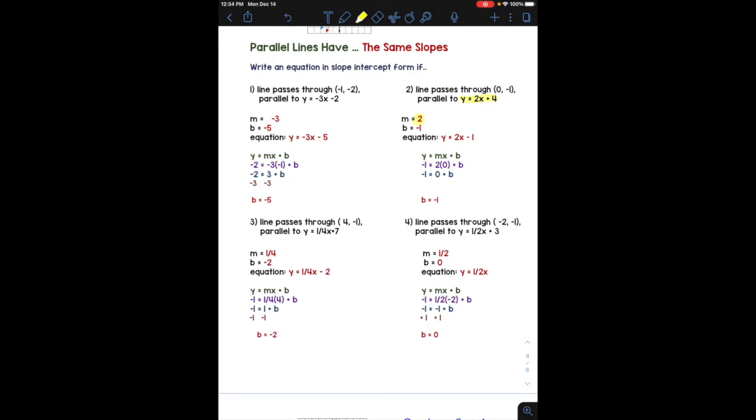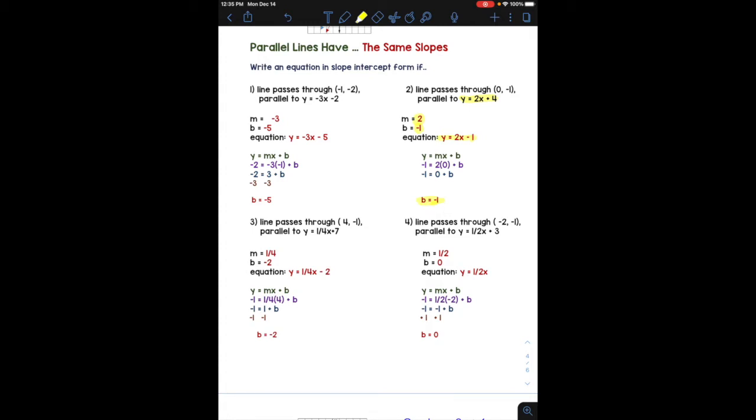Finding b, we're going to plug in (0, -1) and the slope into y = mx + b and find that b, or the y-intercept, is -1. Once you know m and b, or the slope and y-intercept, we can then write our answer, y = 2x - 1.